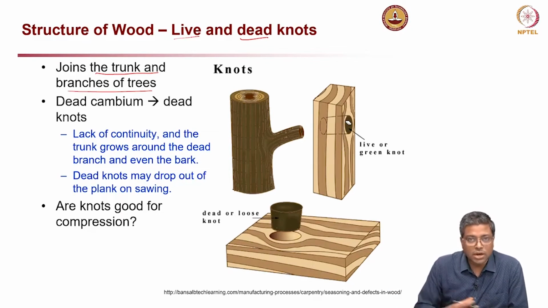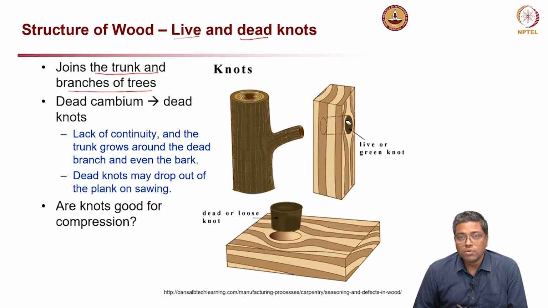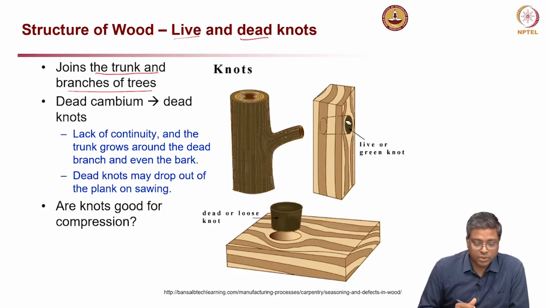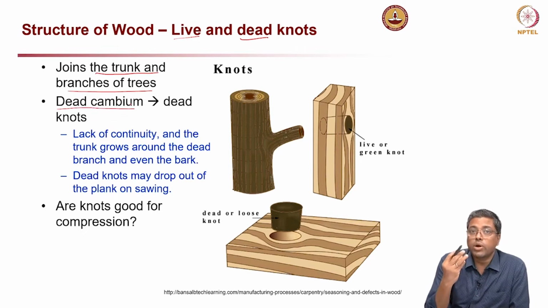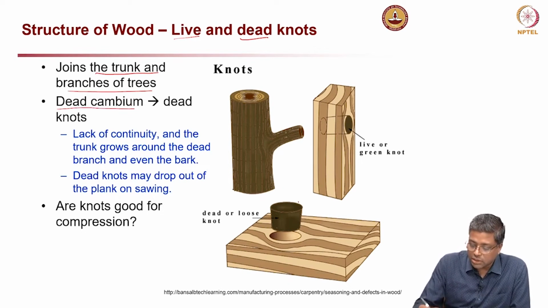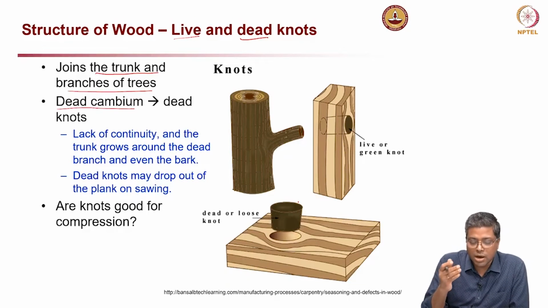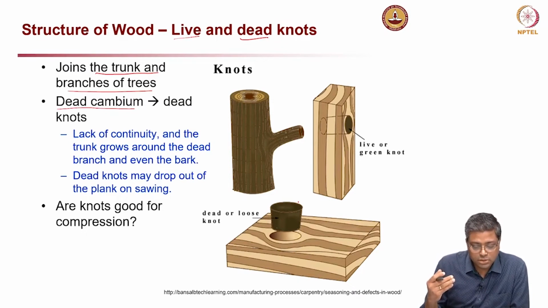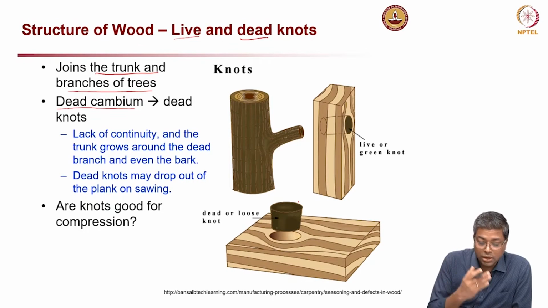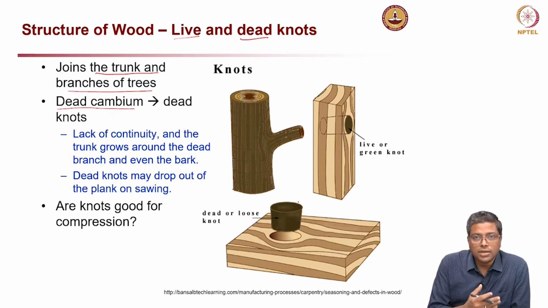So, if you just try to pull it out, it will come off. Now, this has a problem: wood or timber with this kind of knots may not always be good when you look at mechanical behavior. Why this is happening is the cambium, which is the growing part of the wood, like I said, a thin layer between the bark and the sapwood.